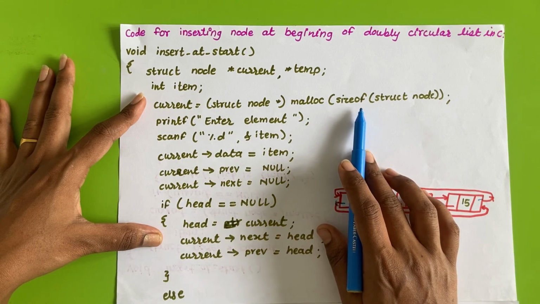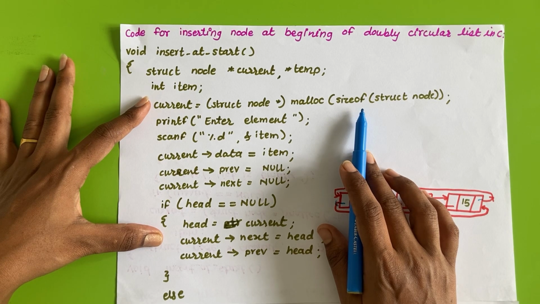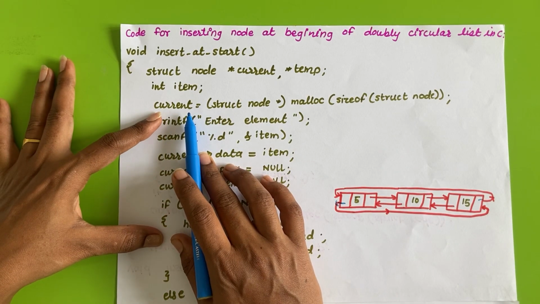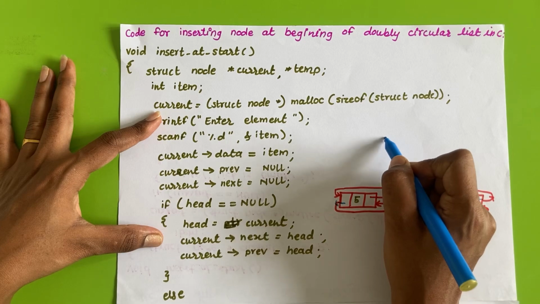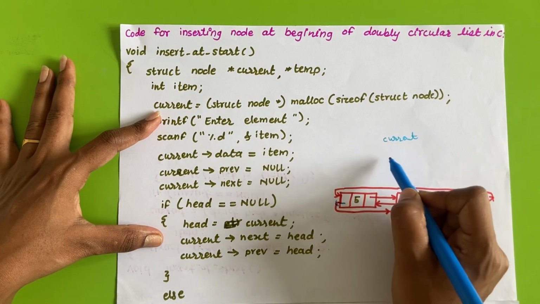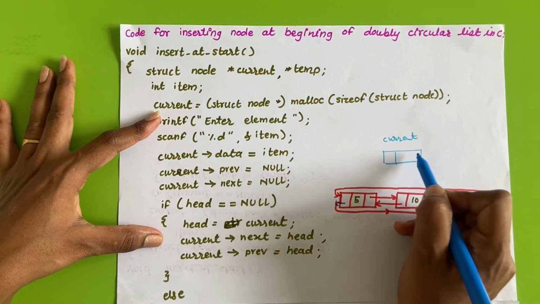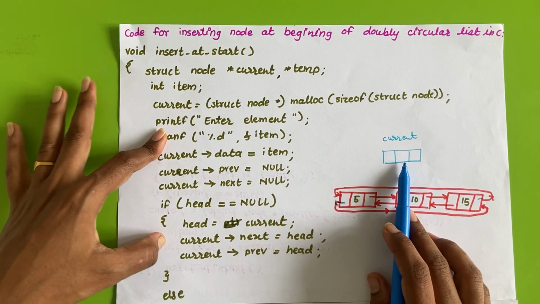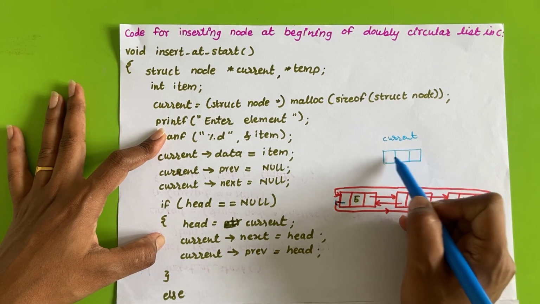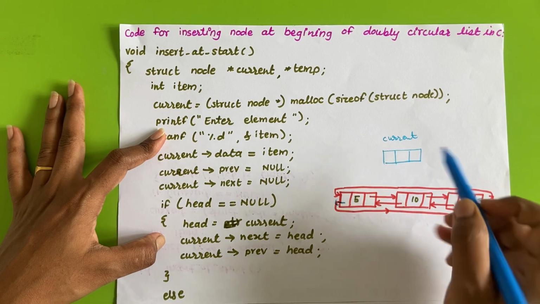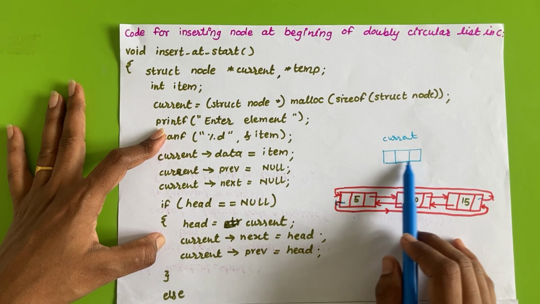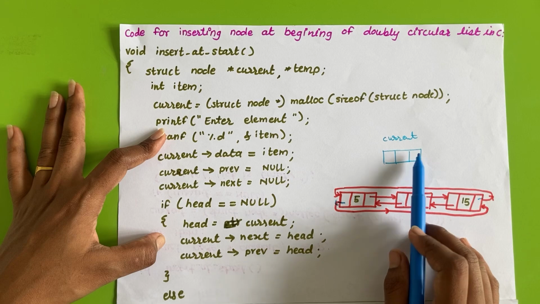Malloc will allocate memory to this current node. Okay, so after allocation we will have the current node containing three parts. Okay, we have allocated memory for it. So now we have to insert the values in this current node. Okay, so this is now the single node. It does not contain any values in these three fields. Okay, so we have to add the values.